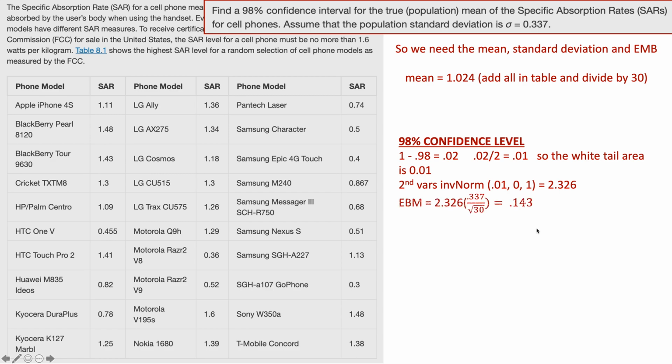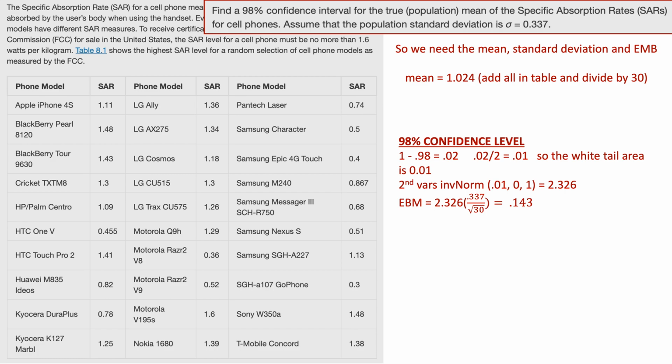Great. Well, that allows me to go into the EBM formula. I always take the answer to my second VARS inverse norm. That's 2.326. And then I multiply that by the standard deviation over the square root of the sample size. It told us the standard deviation was 0.337. And it said the sample size was 30. So I get the square root of 30. That gives me 0.143. Okay, you finish it from here. Go ahead. Little stop and start time.